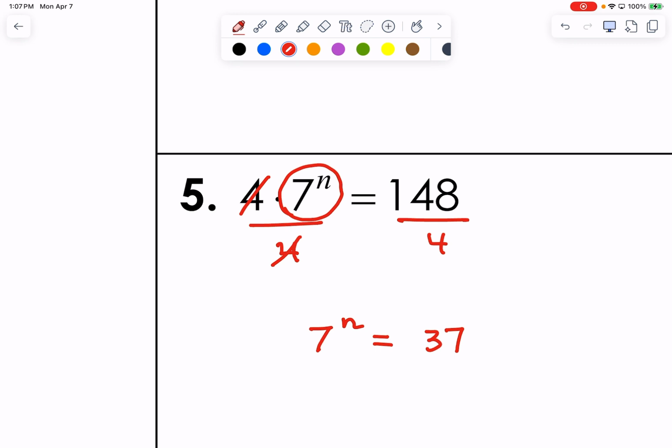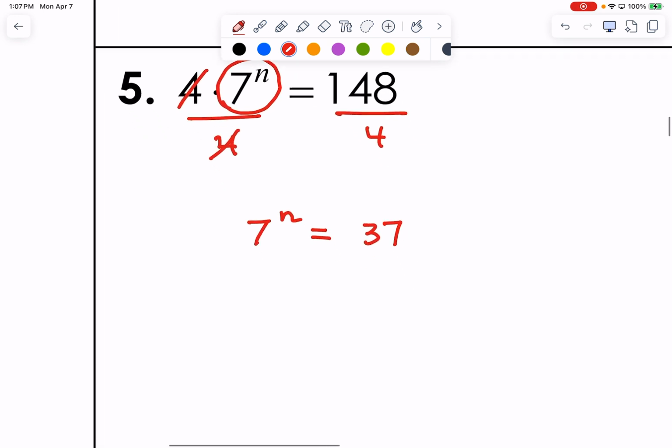All right, what are the 3 steps? Come on. Take the log of both sides. Let's go logging. Take the log of both sides. Log of 7 to the n is equal to log of 37.